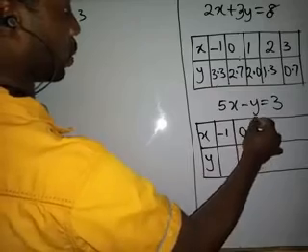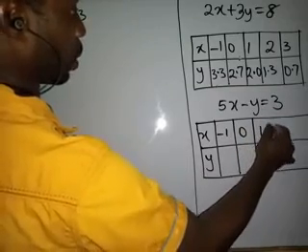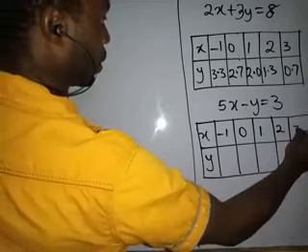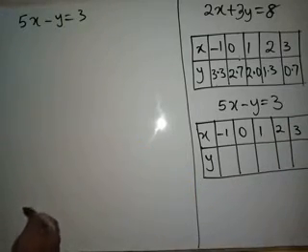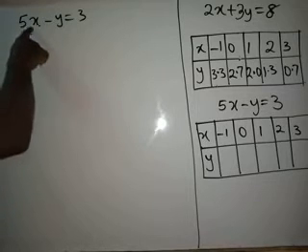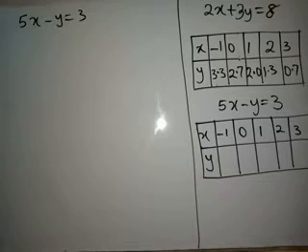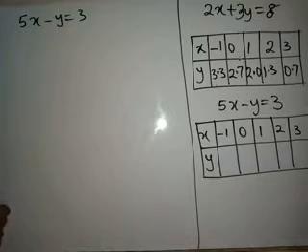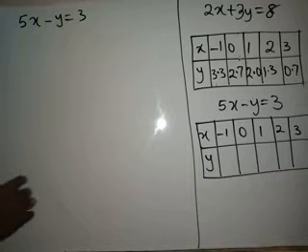So this is 0. This is 1. This is 2. This is 3. So I want to make y the subject. If I move this one to this side, I will have minus y. Then I will divide again by minus 1. That is stressful. That's a bit stressful.